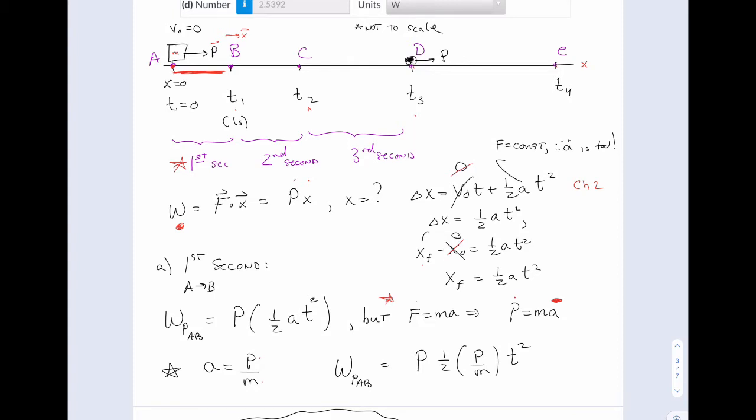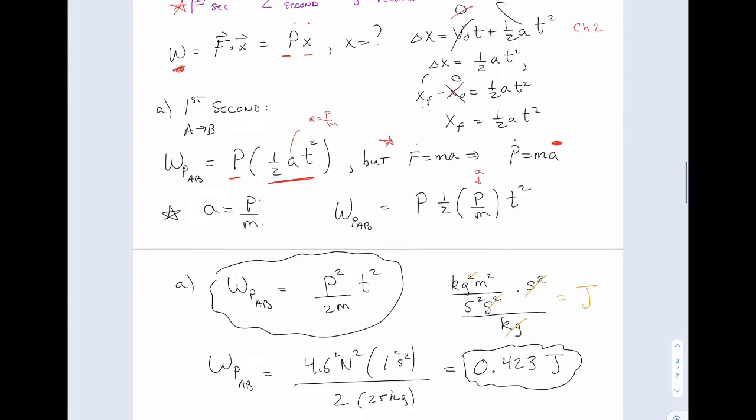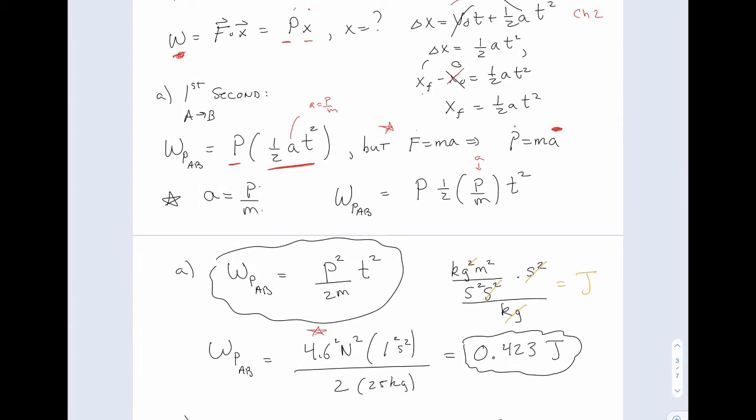So over here, I had work is the force times the distance. Here's my force. There's the distance. But I put in what a is. a is P over m. And I put that in right there. That's a. Okay? So I have P squared t squared over 2m. And I put in the given force P. Okay, it's during the first second, so that time is 1 second, because it's only traveled for 1 second.